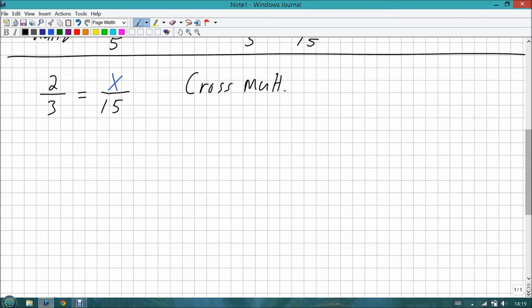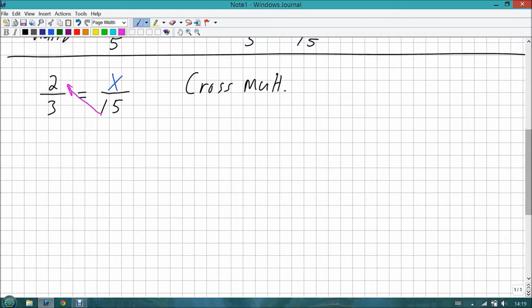Now, when you cross-multiply, this only works when you have an equal sign. No equal sign, no worky. Yes equal sign, yes work. Don't do this to find a common denominator. This only works when you have an equal sign. All right. So when we have an equal sign, we can cross-multiply.